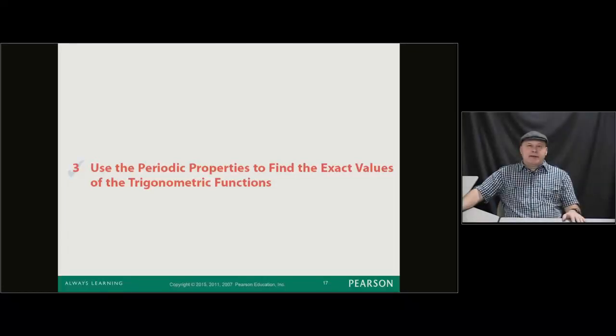Hello, in this discussion we talk about periodic properties to find exact values of trig functions. In layman's terms, what that basically means is we can evaluate trig functions at certain smaller angles that are exact, but when they become larger, people have a little bit more trouble. So for example, if I was wanting to find the sine of 405 degrees, you might balk at that because a 405 degree angle is rather large.